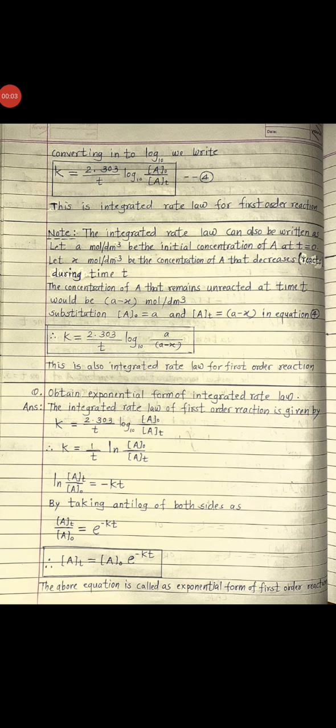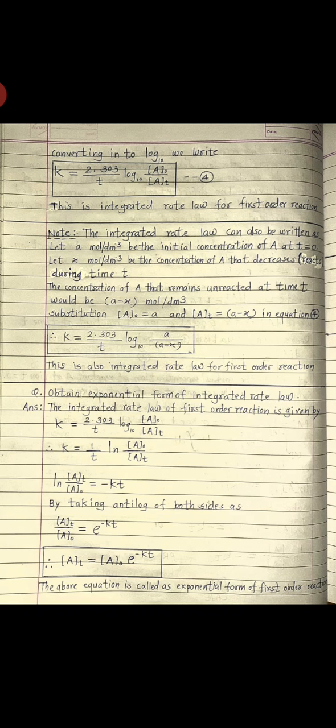Good morning, students. The next part of chemical kinetics is to obtain the exponential form of the integrated rate law. The integrated rate law of a first order reaction is given by k = (2.303/t) log10 (A0/At), which is k = (1/t) ln (A0/At). Therefore, ln (At/A0) = -kt.